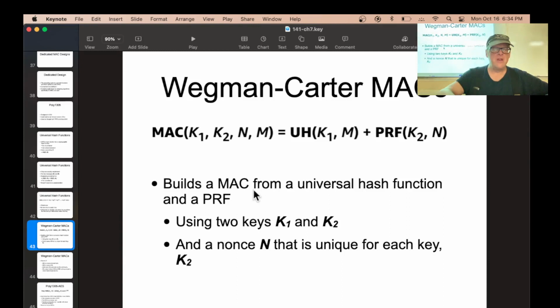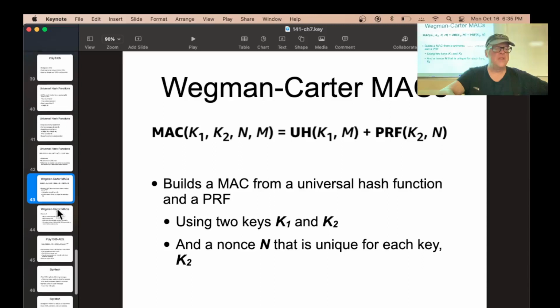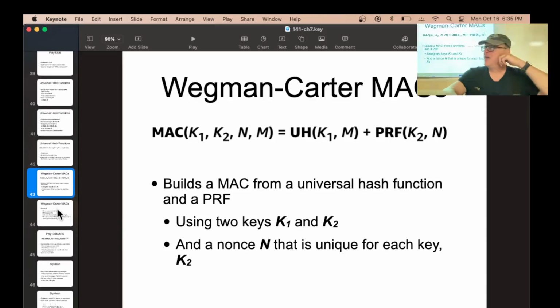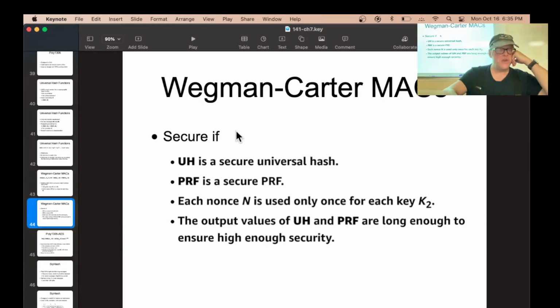And so here's another way to build a MAC from a universal hash function and a pseudo-random function. And the point of this is you're not reusing something that was designed for a different purpose. You carefully design something that has only the statistical properties you need. That makes it faster. So it is secure if UH is a secure universal hash, the pseudo-random function is a secure pseudo-random function, each nonce is used only once for each key, and the output values are long enough.